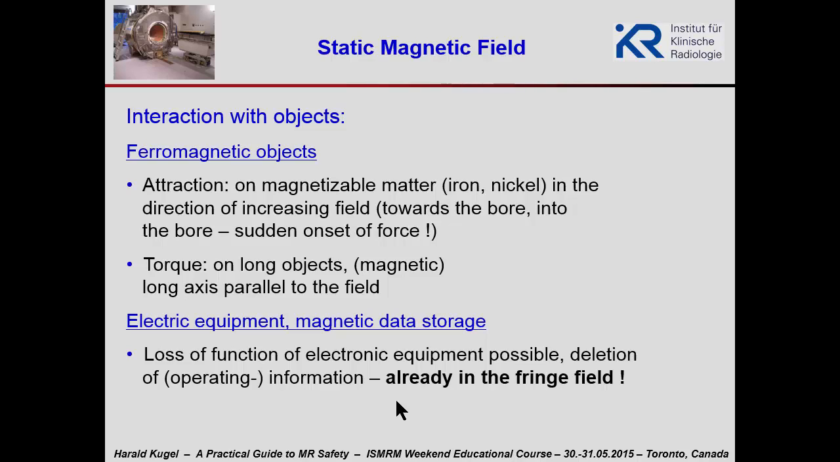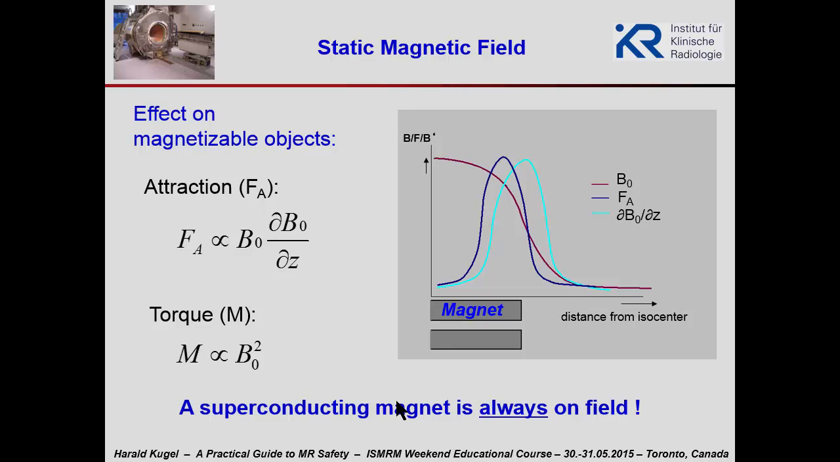Additionally, there is torque. Long objects tend to be moved parallel to the magnetic field. If you have electric equipment or magnetic data storage equipment, then a loss of function is possible already in the fringe field. It need not be very near the magnet. Already in the fringe field, it is possible that electronic equipment loses its function or loses its operating information.